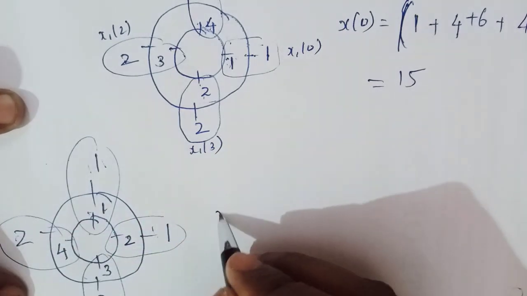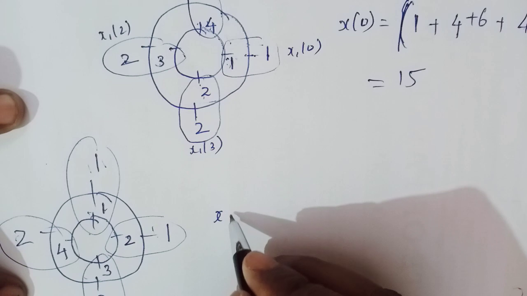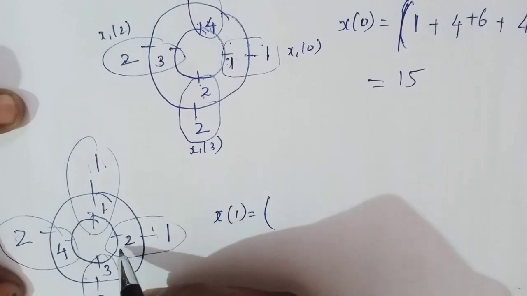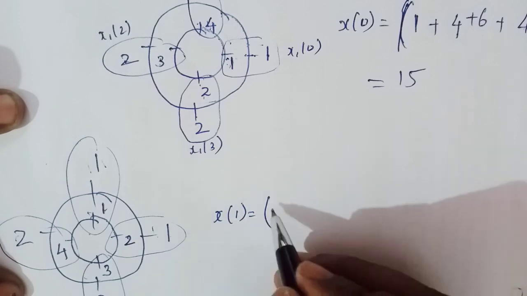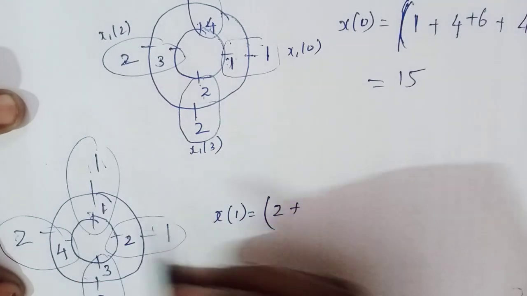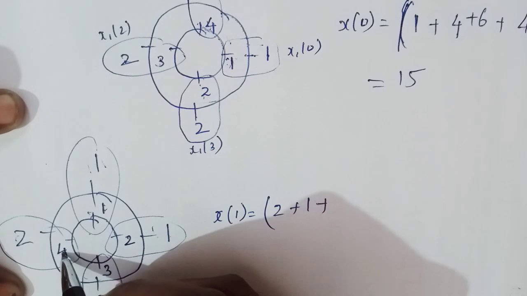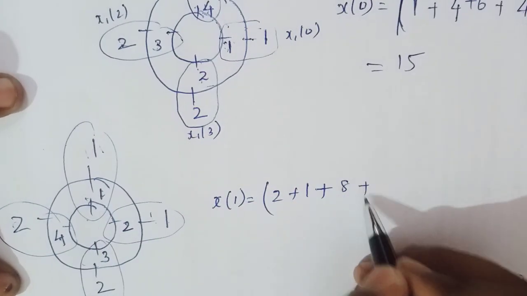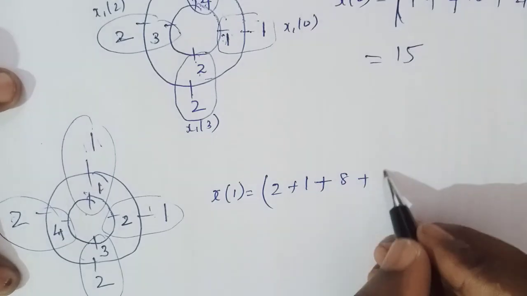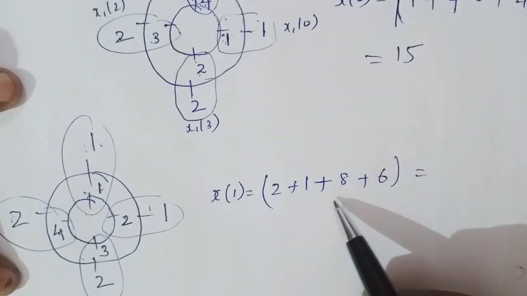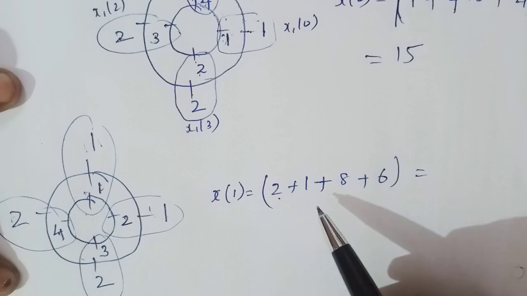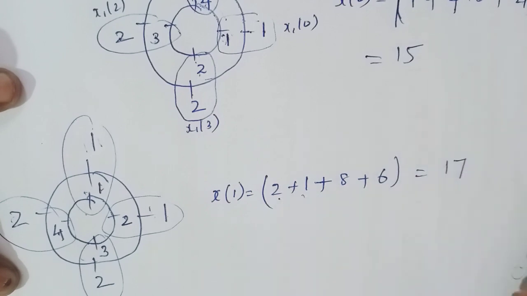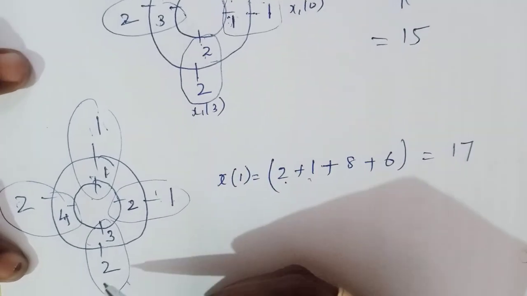Okay, so this is my x of 1. 2 into 1 is 2, 1 into 1 is 1, plus 2 into 4 is 8, again 3 into 2 is 6, which is going to be 10 plus 1 plus 6, which is going to be 17. Okay, it's going to be 17.